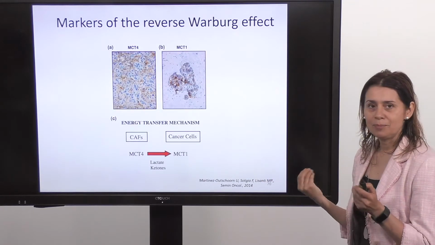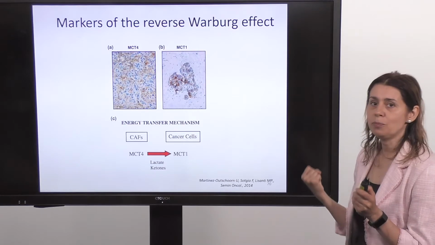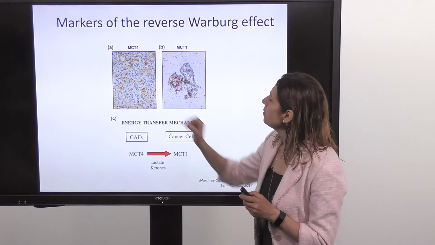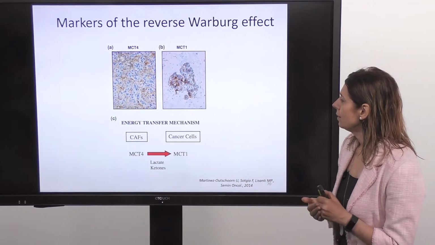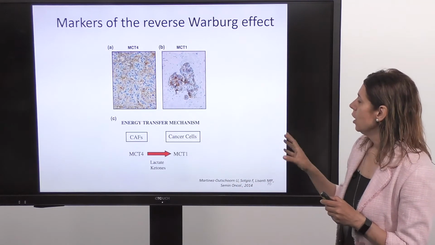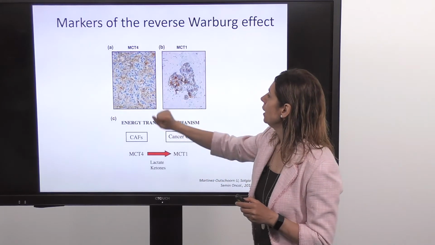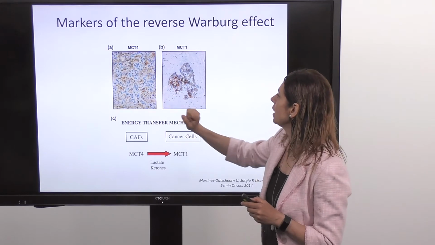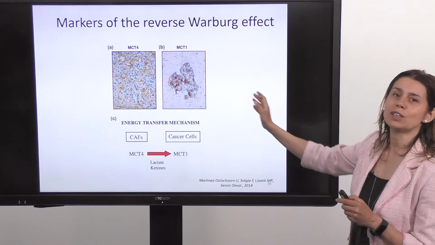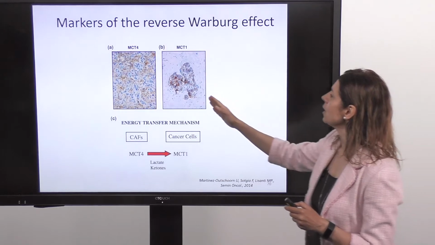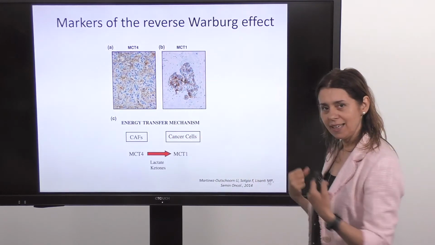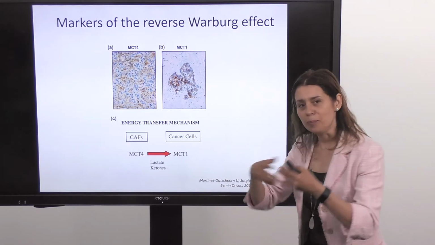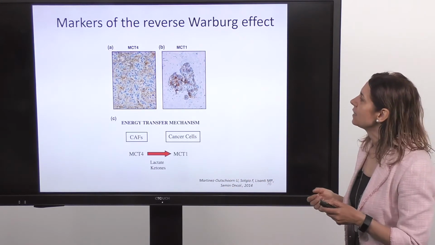And as a proof for the energy transfer between fibroblasts and cancer cells, he used the MCT markers. MCT4 is a transporter of lactic acid outside, from inside to outside in the tumor stroma, and MCT1 is a transporter into the cell. So the cancer cells will have the transporter bringing in the lactic acid, and the cancer-associated fibroblasts will have the transporter that will bring out lactic acid.